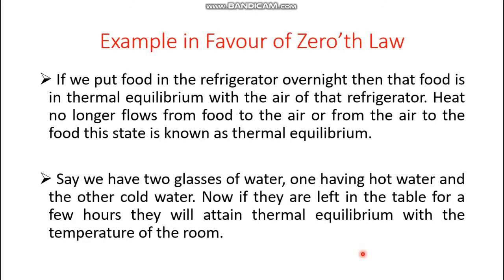The next example is a very beautiful example. Suppose we have two glasses of water, one having hot water and the other having cold water. Now if they are left on the table for a few hours, they will attain thermal equilibrium with the temperature of the room. That means here we can say system A is the cold water, system B is the hot water, and system C, what is system C? System C is the surrounding or the atmosphere of the room. Now after some time, system A and C, that means the atmosphere and the cold water, have reached the same temperature.